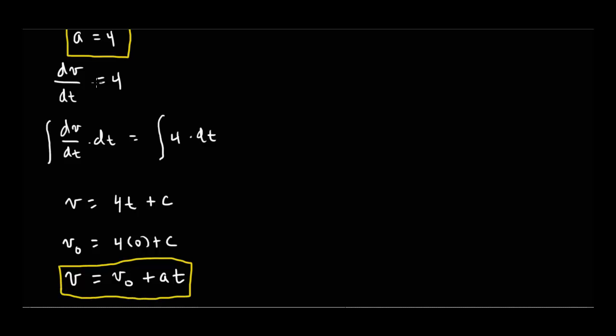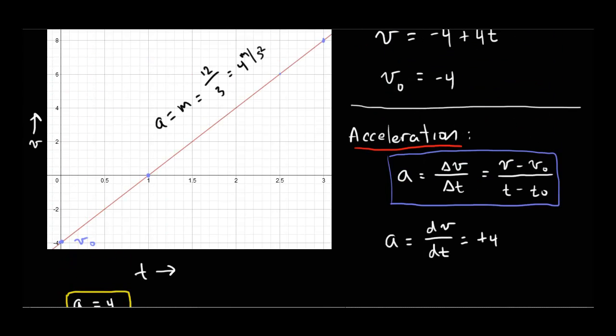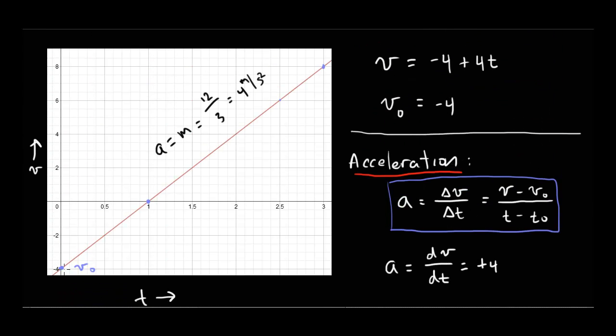This is true. This is the relationship between acceleration and velocity. If you know the acceleration, the velocity is the initial velocity plus at. This hopefully makes sense, right? The velocity is equal to the initial velocity plus the change in velocity. That's all we're saying. And so going back to the graph here, I could say, well, the initial velocity is -4, the acceleration is 4, and I could derive this equation, right?